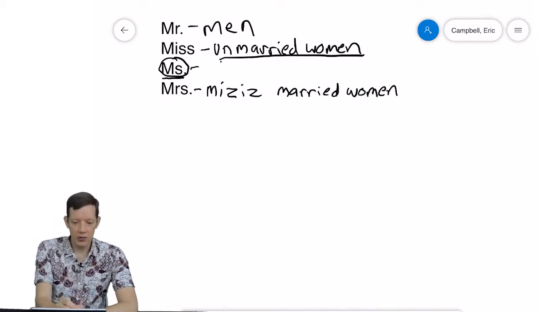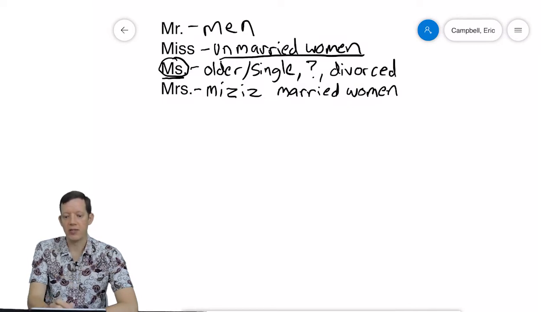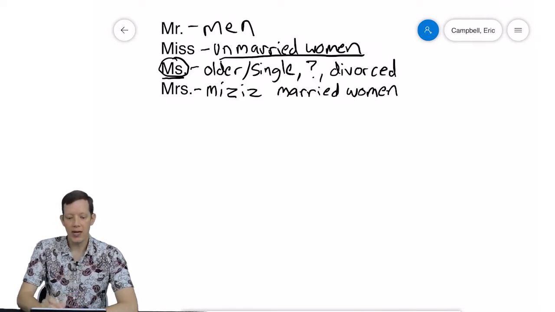Okay, so this one is usually for people who are older but single, people who we don't know whether they are married, so we don't know their marital status, or if they are divorced. Because if they're divorced, they're no longer going to be using their husband's name, and so Mrs. doesn't work.